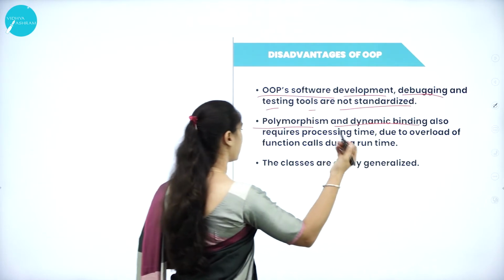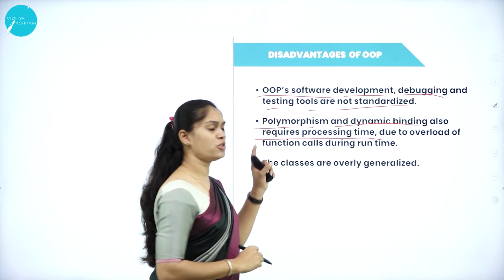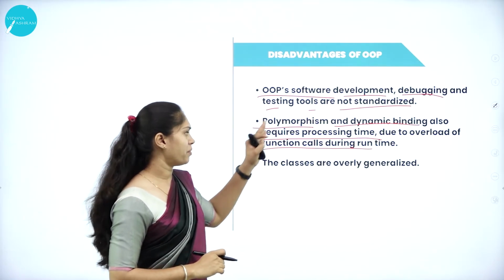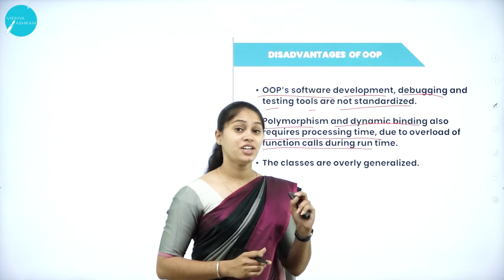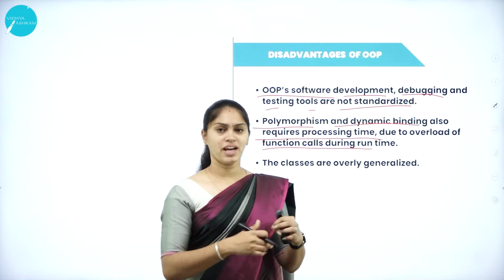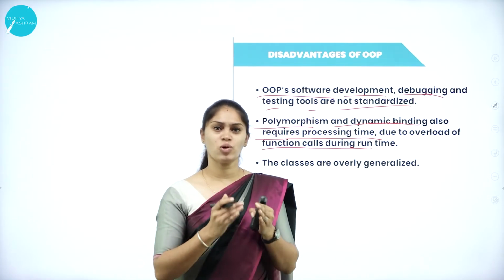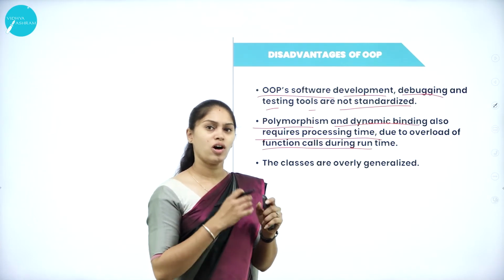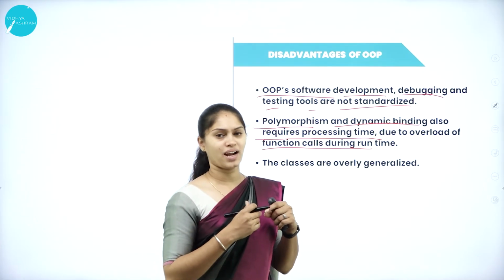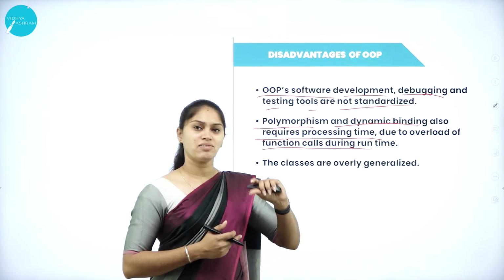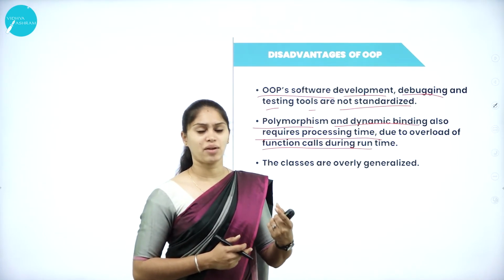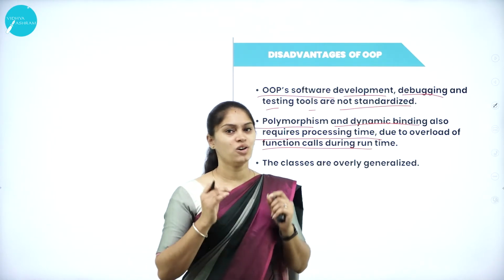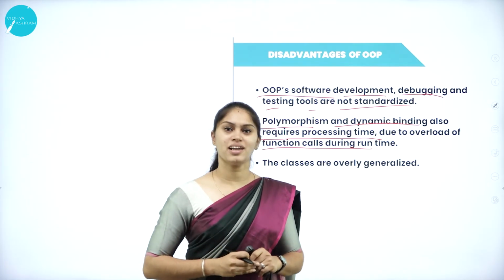Polymorphism and dynamic binding also require processing time due to the overhead of function calls during runtime. We implement polymorphism and dynamic binding during the execution of a program, and when executing, there should be no interruption. But when we bind one message or program to another, it takes time and increases the execution time, so it becomes slower. That is also one of the disadvantages of object-oriented programming.